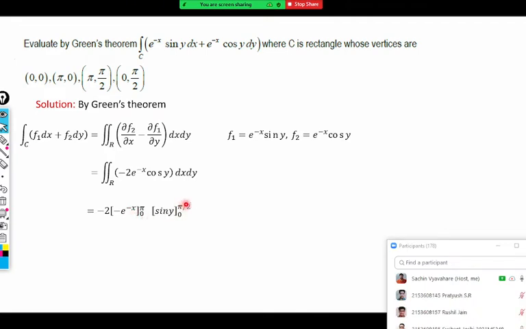Sine pi by 2 is 1. And sine 0 is 0. Okay, so these values we replace and we get the final answer. That's the end of the question.